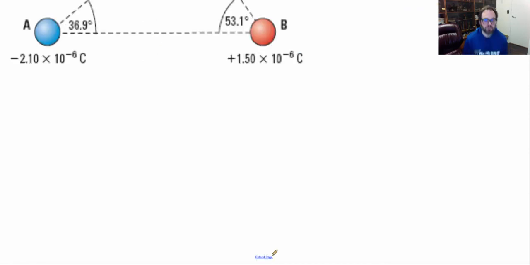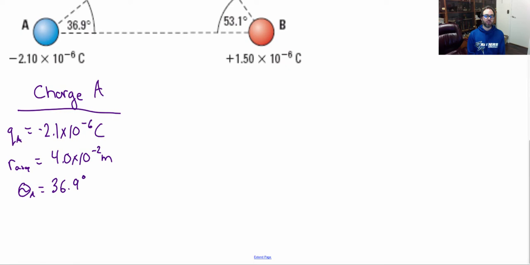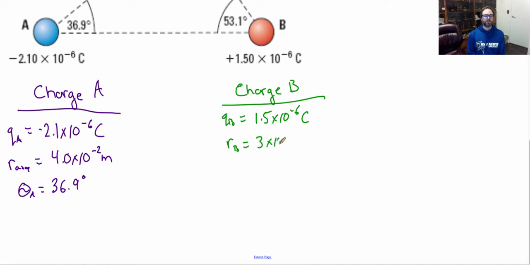So what's given for A? First, for A, we know that my charge A is negative 2 times 10 to the negative 6 coulombs. I know my radius is 4.0 times 10 to the negative 2 meters. And I know my angle is 36.9 degrees to the horizon. Now let's look at charge B. For charge B, I know that the charge is equal to 1.5 times 10 to the negative 6 coulombs. I know that the radius is 3.1 times 10 to the negative 2 meters. And I know my angle, 53.1 degrees.